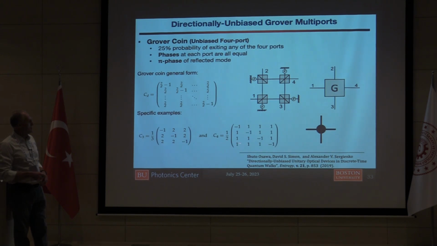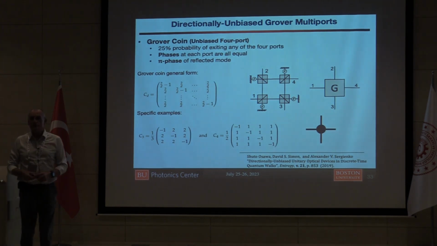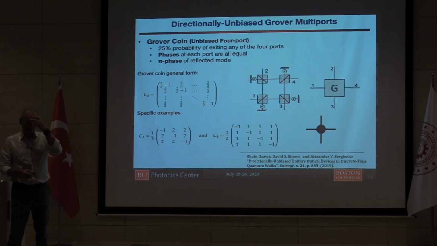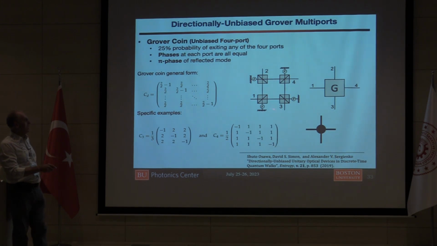So when we get to the 4, we were kind of impressed by the symmetry of the 4-dimensional Grover matrix. You see the symmetry? All ones, and all the diagonals have minus. So if you come from 1 and go back to 1, you get a pi phase shift. But if you go from 1 to 2, 3, and 4, it's equal probability. So what is this? This is just a bulk implementation of that. These are beam splitters, these are mirrors, and these are phase shifters.